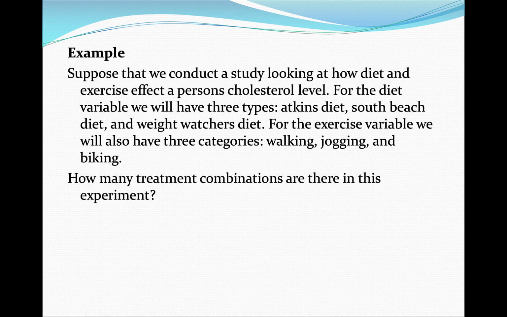So whenever you have more than one variable here, because now we have diet and exercise, we have to look at how many treatment combinations we have. So obviously for diet, we have three different kinds of diet, and for exercise, we have three different types of exercise. So in order to get the total number of treatment combinations, it's a multiplicative relationship. You always multiply. So we have 3 times 3, or 9 treatment groups.